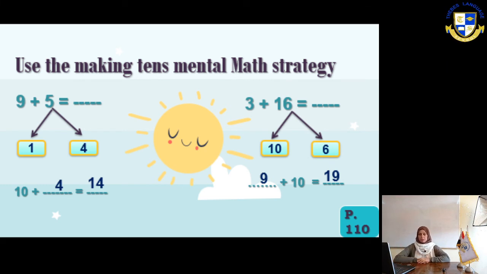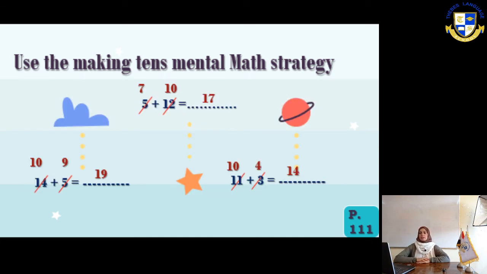So look at 3 plus 16. Take 10 from the 16, and you will have 6. It will be 10 plus 9. 10 plus 9 equals 19. Use the making tens strategy. 5 plus 12. You will take 10 from the 12 and leave the 2. 10 plus 7 will be 17.